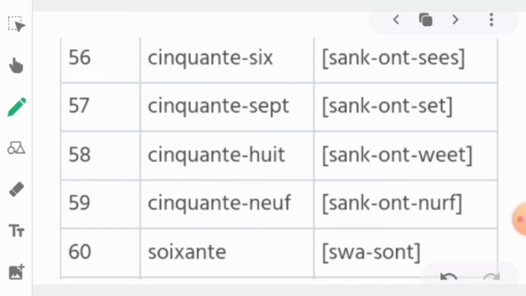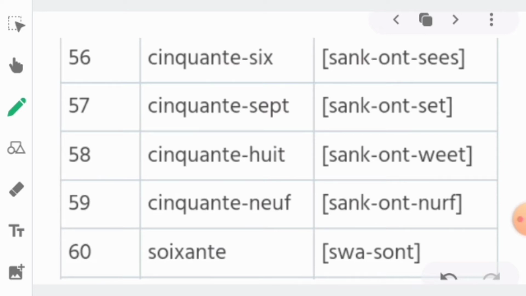Cinquante-huit. Now next for 59 it will be cinquante-neuf, यानी 50 plus 9, so for 50 it will be cinquante and for 9 it will be neuf.